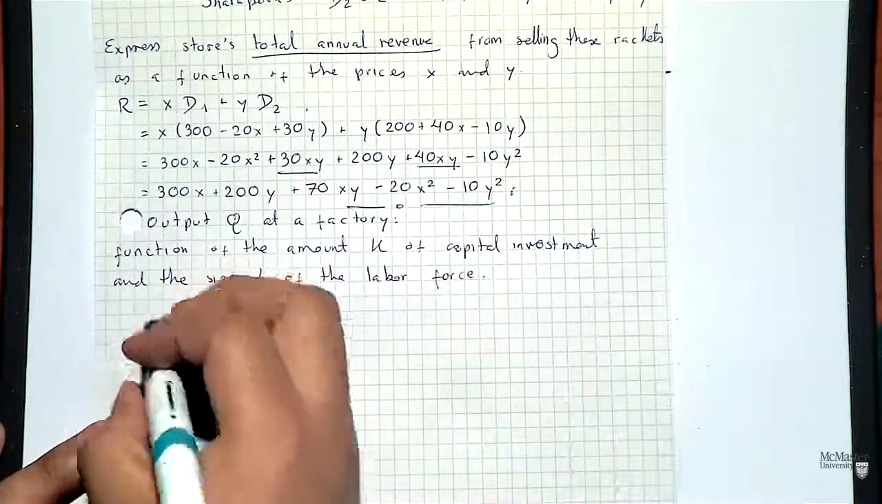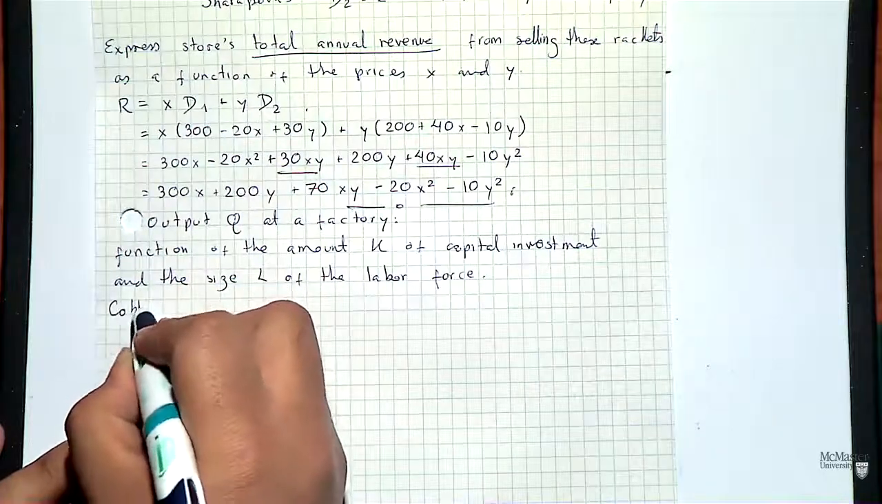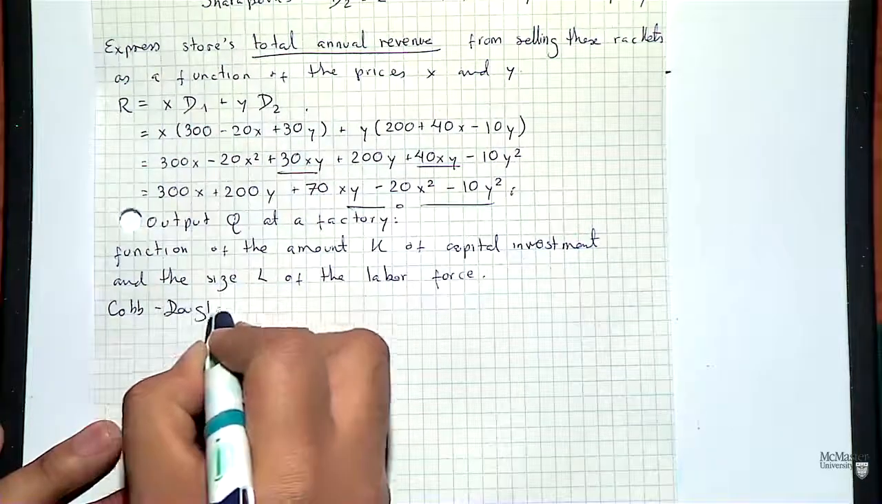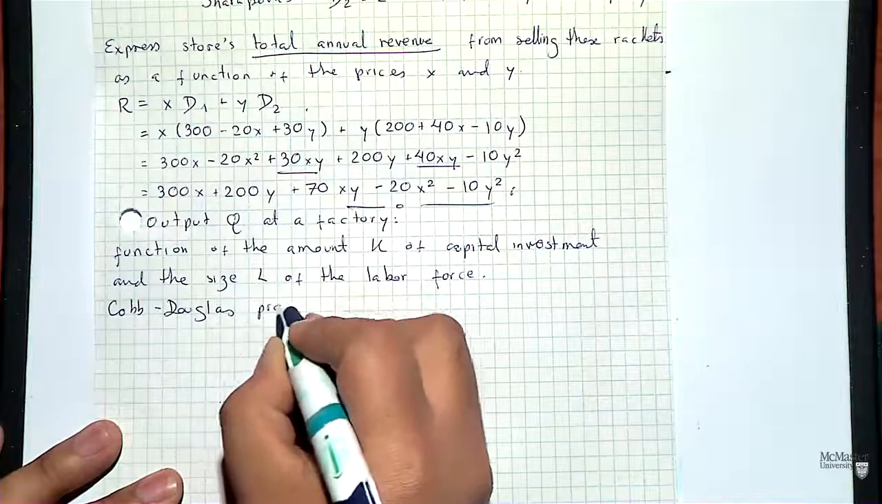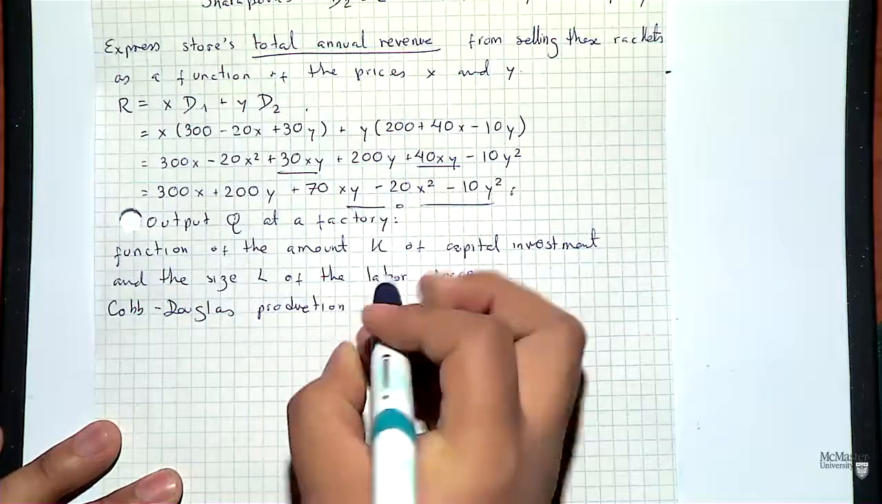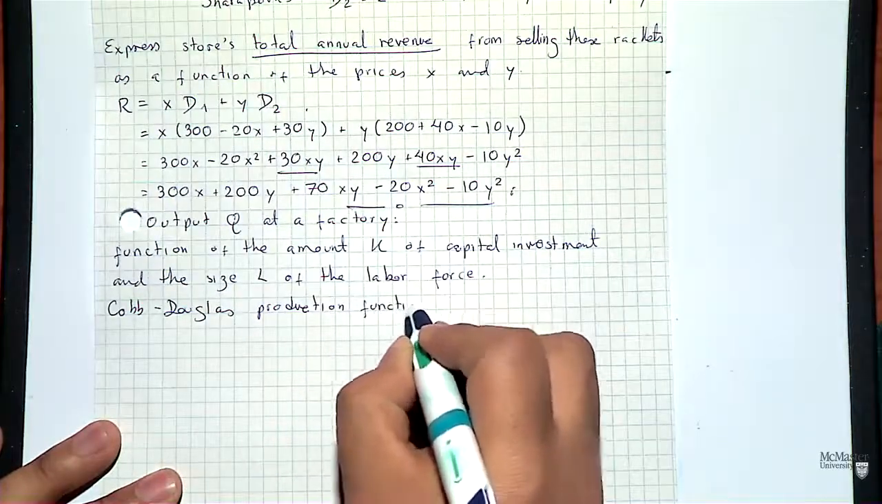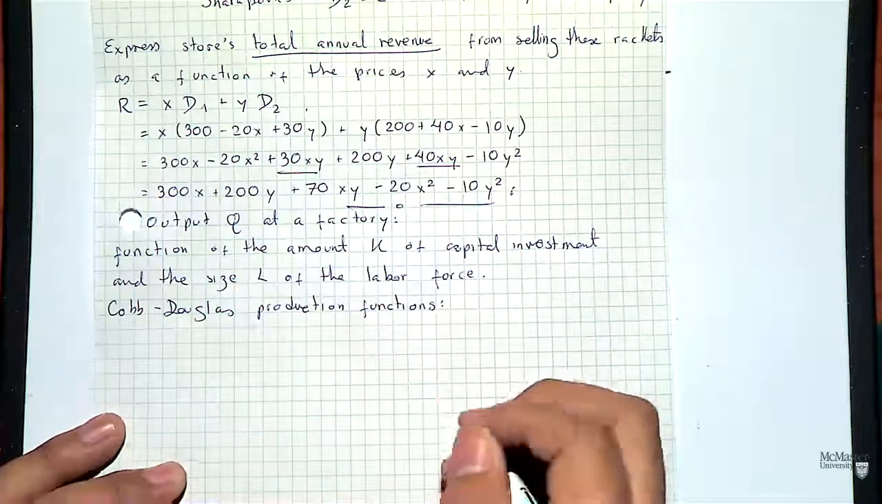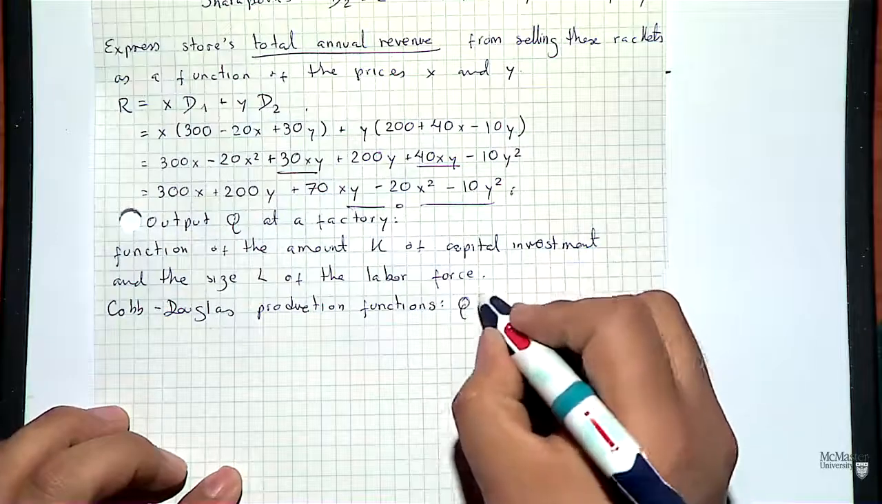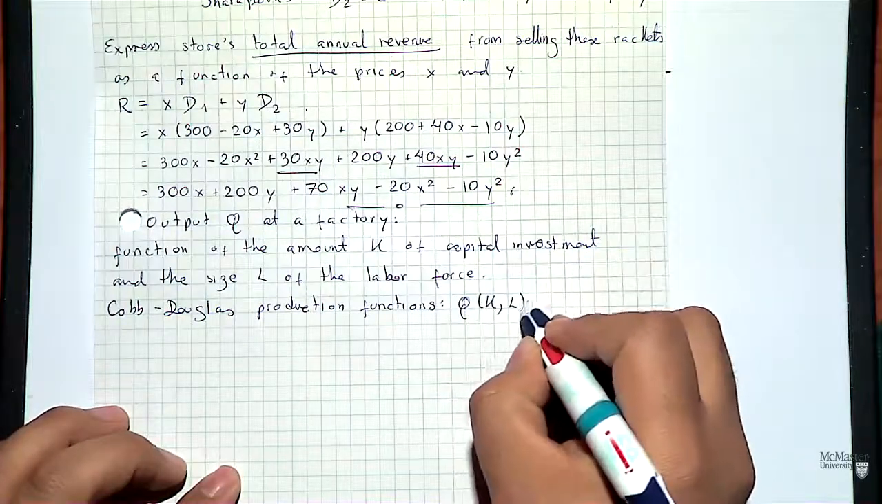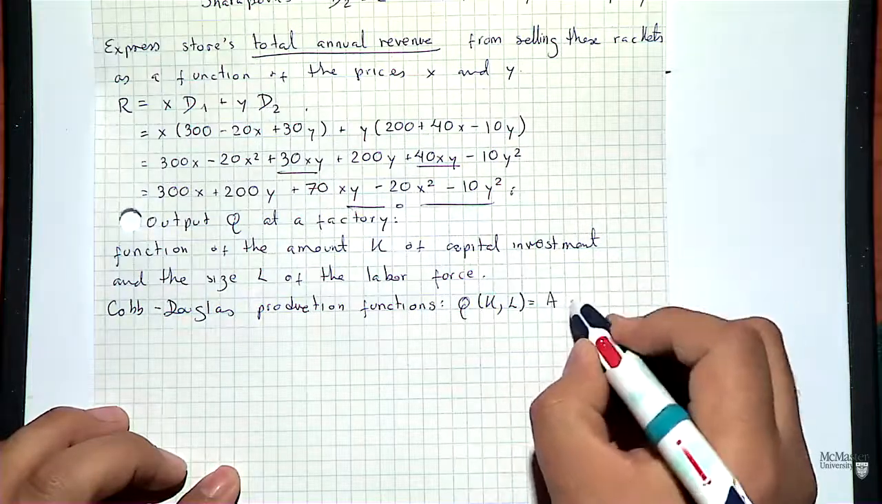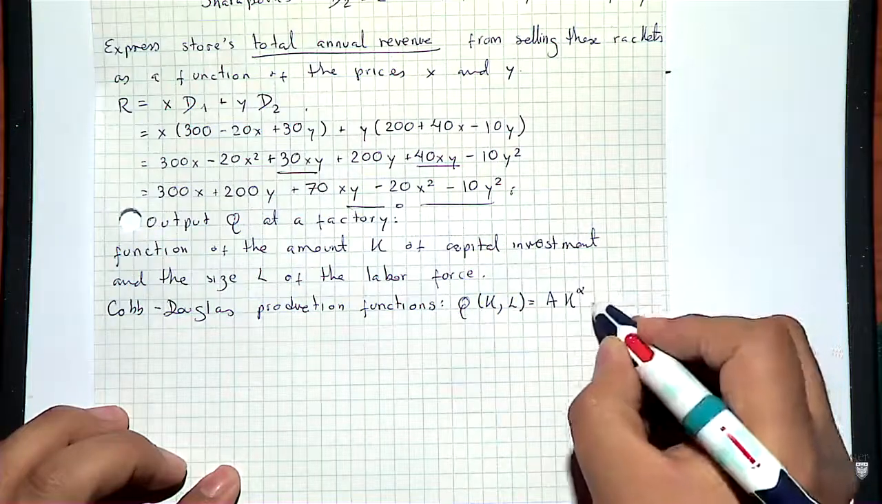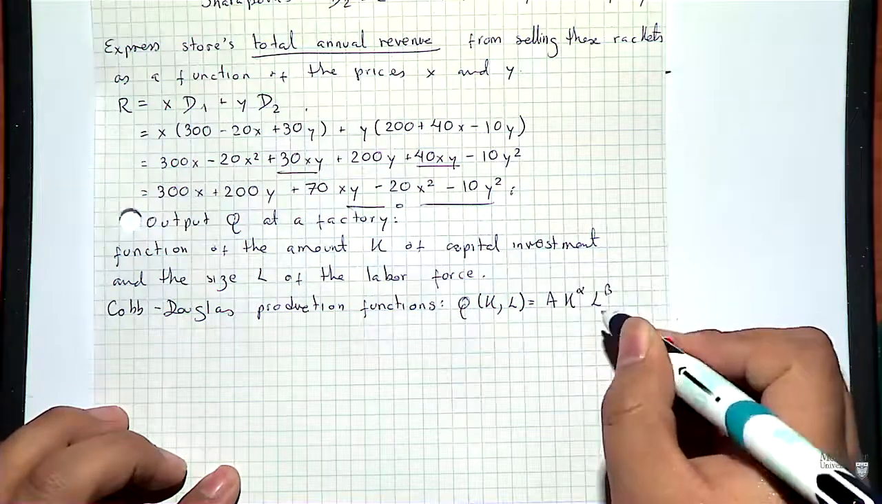So there is a model which is called the Cobb-Douglas production function, or maybe a family of models. That's why we will say it in plural. So, Q of K and L is of the form A times K to the alpha times L to the beta power.